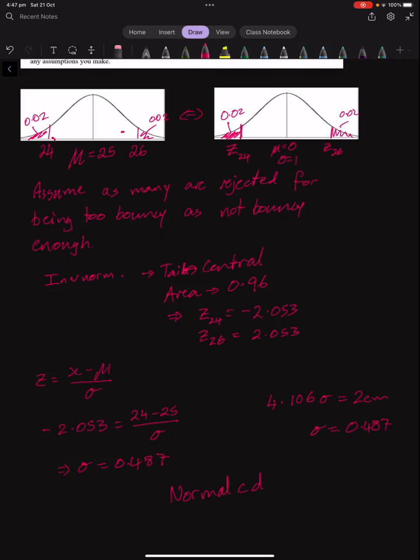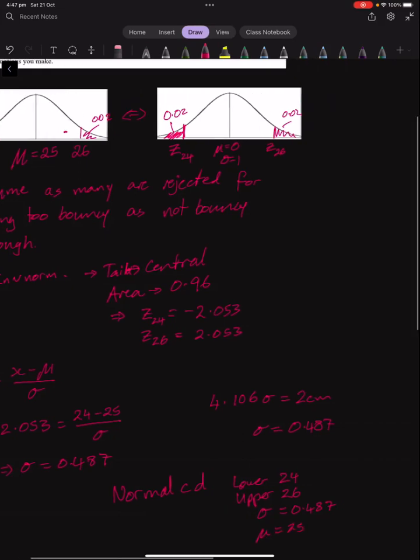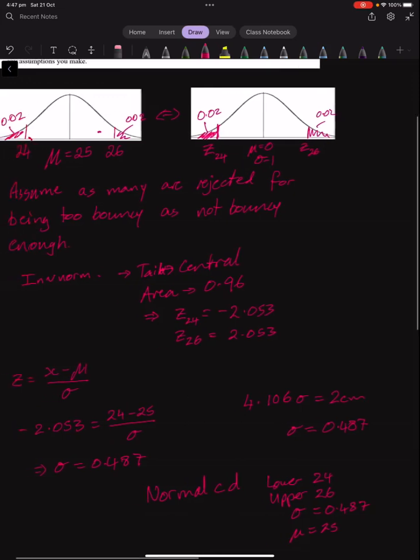So I think maybe on the Casio it's just NCD, but you got the idea. And we have a lower limit of 24, an upper limit of 26 on the Casio. For some reason they put the standard deviation first, 0.487, and your mean of 25. And I think when I checked that, it came out to be 0.96. So that's what we wanted. So that's the first one there.